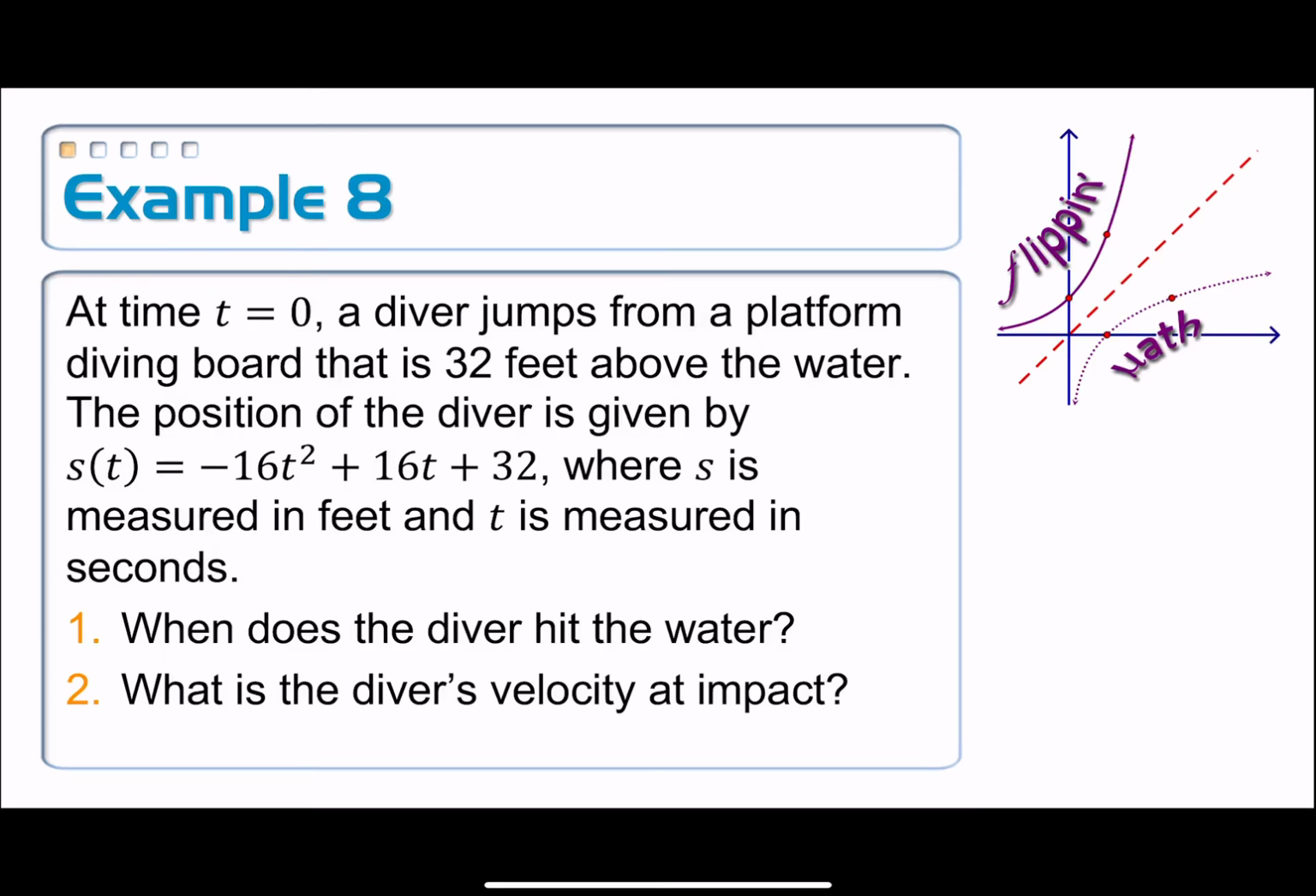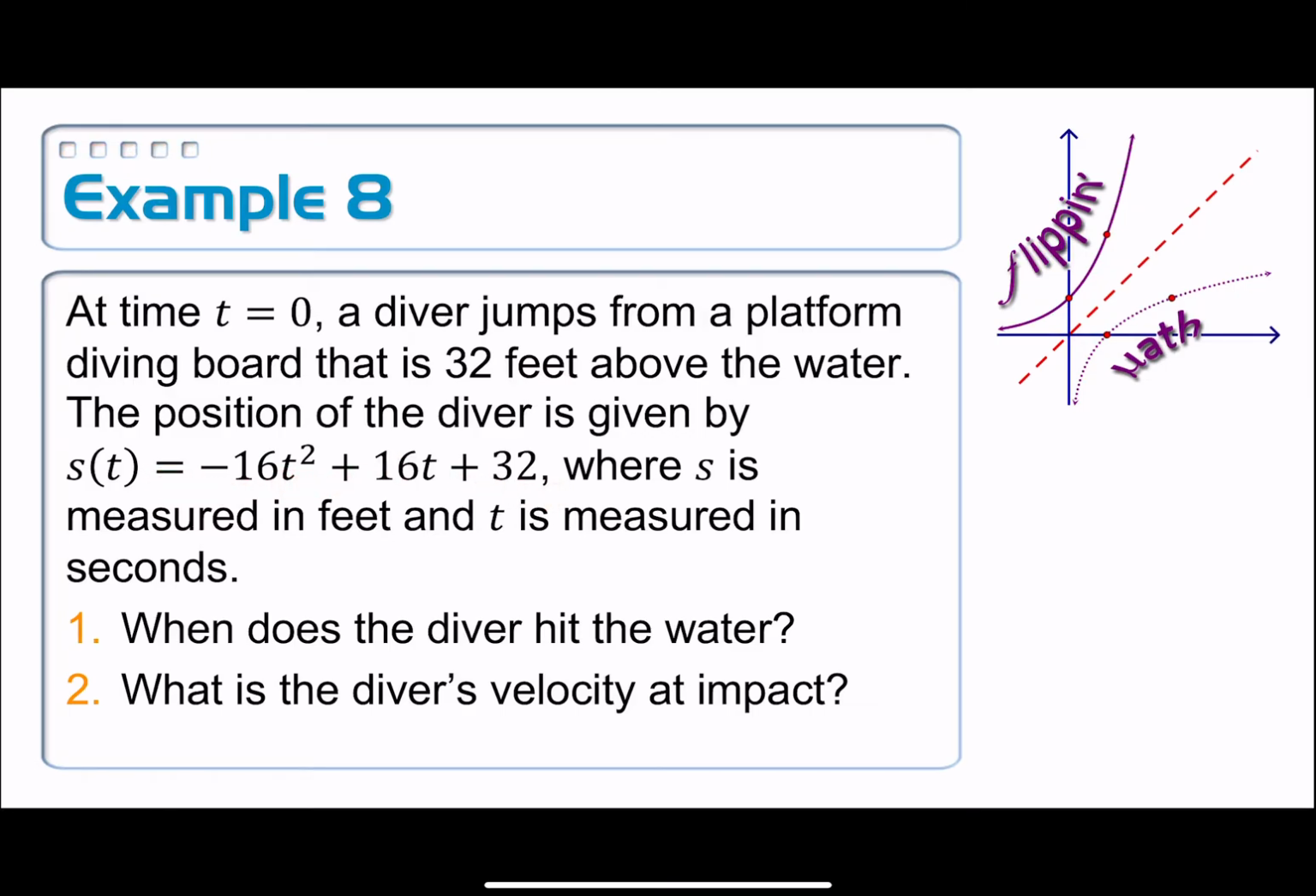For example 8, at time t equals 0, a diver jumps from a platform diving board that is 32 feet above the water. The position of the diver is given by S of t is equal to negative 16t squared plus 16t plus 32, where S is measured in feet and t is measured in seconds. So what we have here is a position function, S of t, you can see it's in feet at any particular time t.